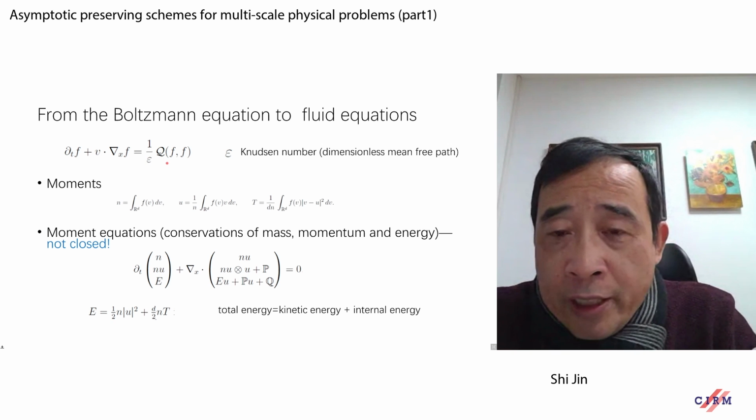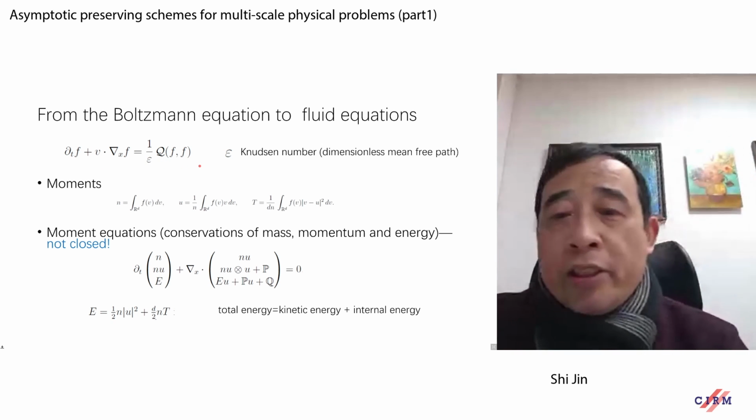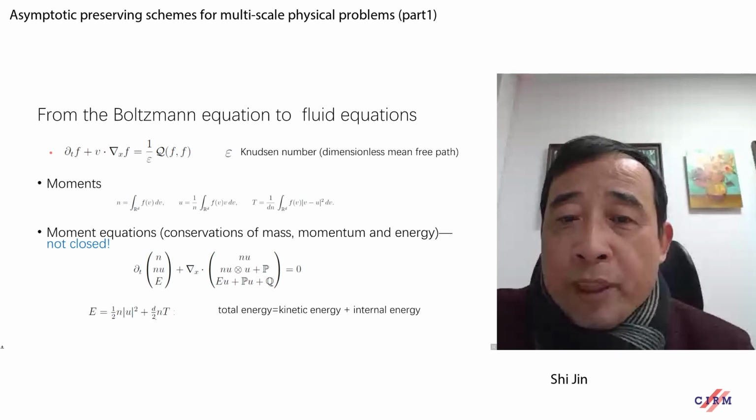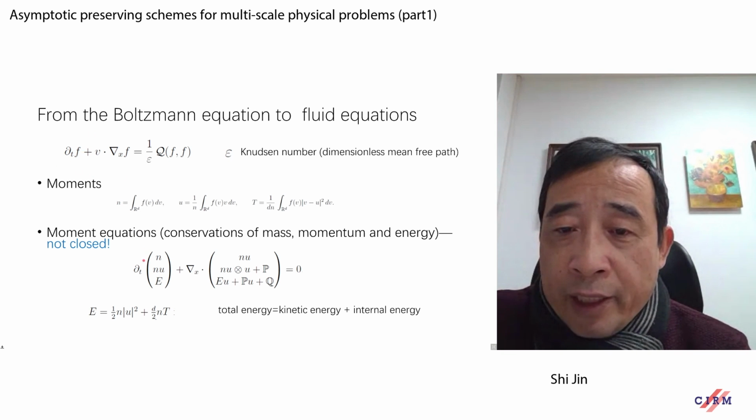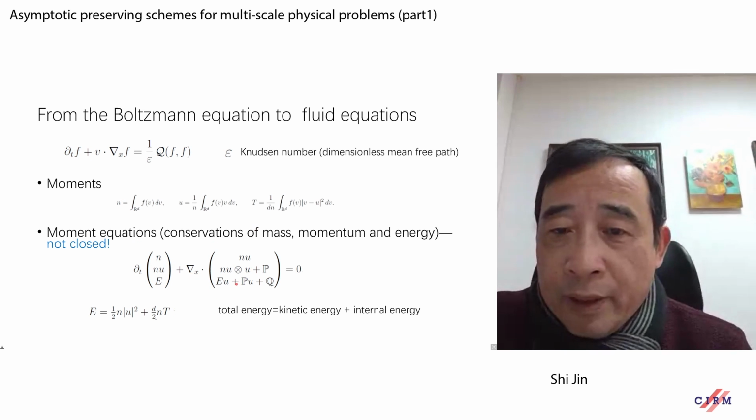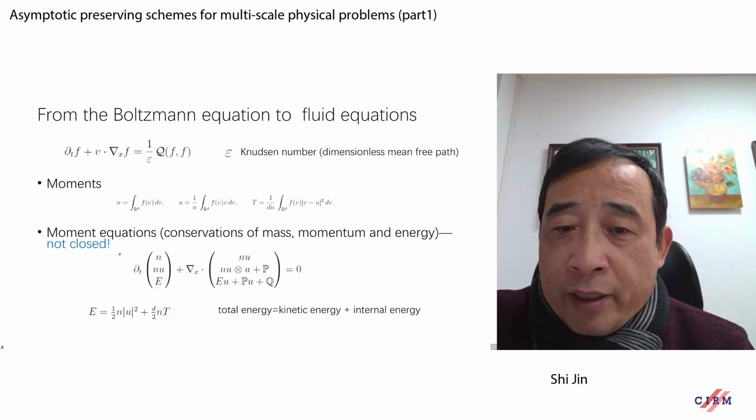And because this Q, as I said earlier, satisfies conservation of mass, momentum and energy, mathematically, what it means is if you multiply this equation by 1, v and v squared over 2, and integrate over v, the right-hand side should vanish. The left-hand side actually gives this equation. The first term, by our definition here, is exactly the time derivative of mass, momentum, and total energy. And the next term gives you this divergence flux term. The right-hand side vanishes because of this conservation. So this is known as the moment equation.